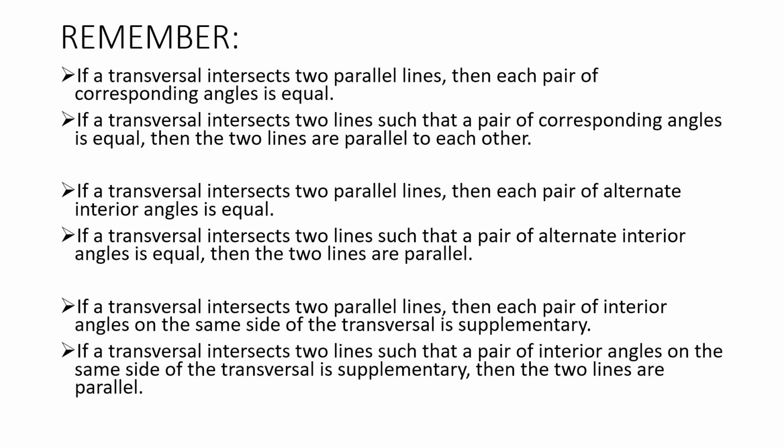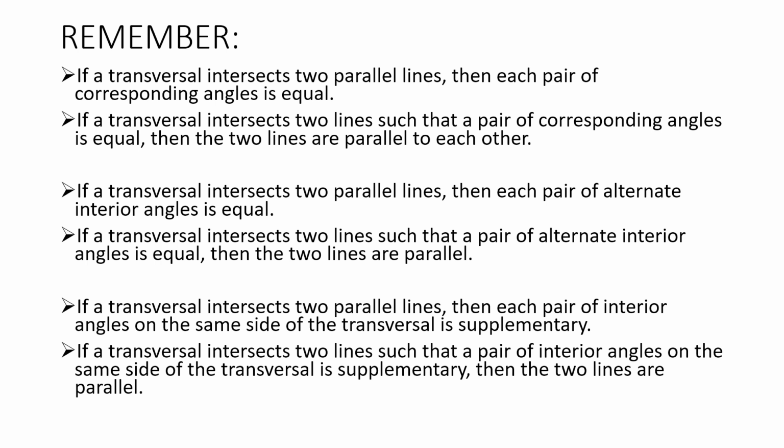Similar result for alternate interior angles. If a transversal intersects two parallel lines, then each pair of alternate interior angles is equal. Conversely, if a transversal intersects two lines such that a pair of alternate interior angles is equal, then the two lines will be parallel.